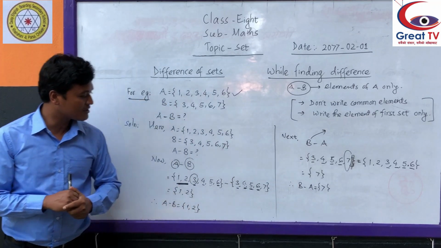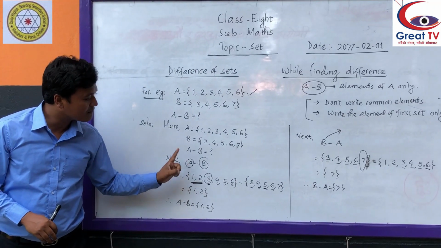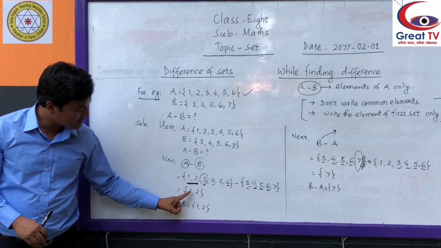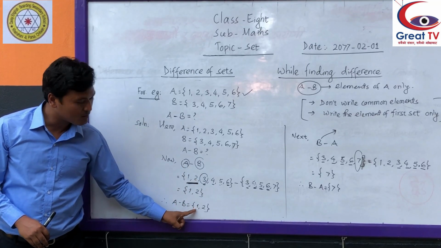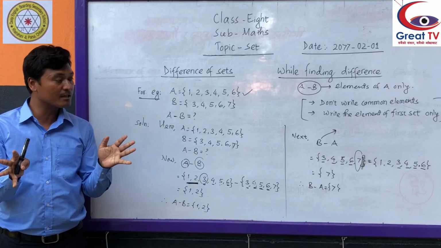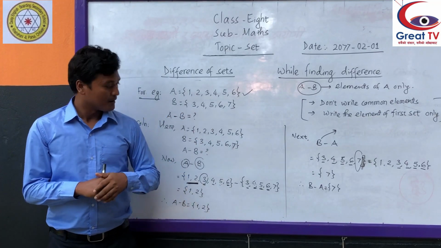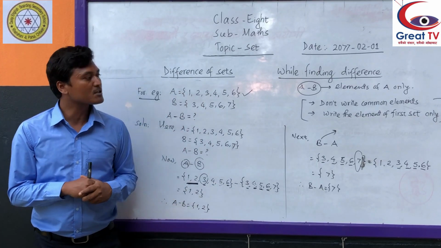Write the remaining elements of the first set only. Here we consider A as the first set. So the remaining elements in the first set are 1 and 2. A difference B means 1 and 2, and 1 and 2 are the elements of A only, not of B. Simply by using this concept, you can solve some more problems.